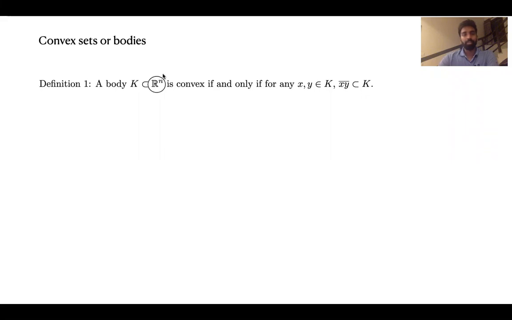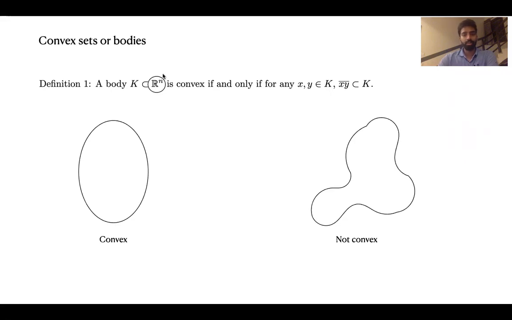And here we're talking about sets in n-dimensional space, and you can assume n to be a really, really large number. And here's an example of a convex body and a non-convex body. In the convex body, any 2 points you take, the line is completely inside. And in the non-convex body, there exist points where the line goes outside the body.